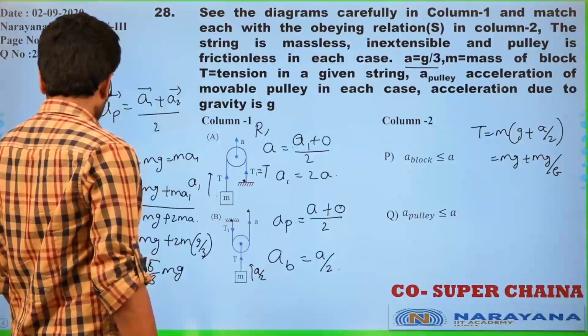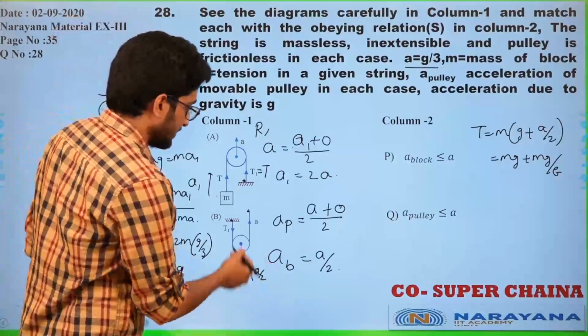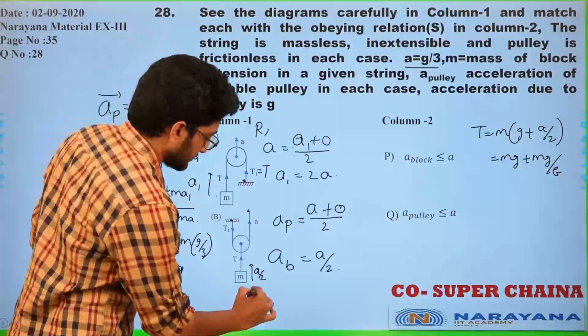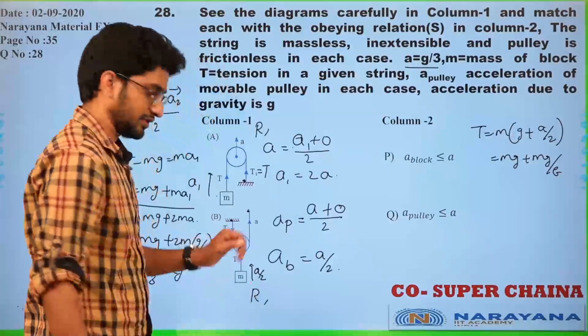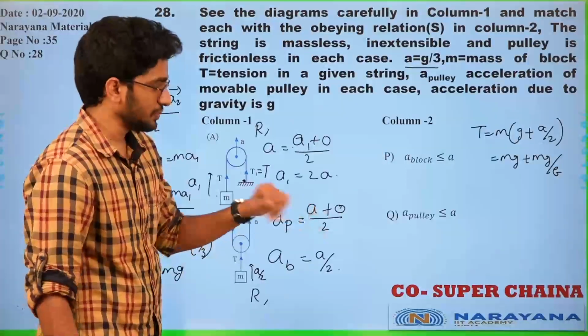The option says it is just greater than mg, so obviously it is greater than mg. So I can say here that P and Q are also correct. Option R is also correct for this. P and Q are also correct: the acceleration of the block is less than a, and the acceleration of the pulley is also less than a.